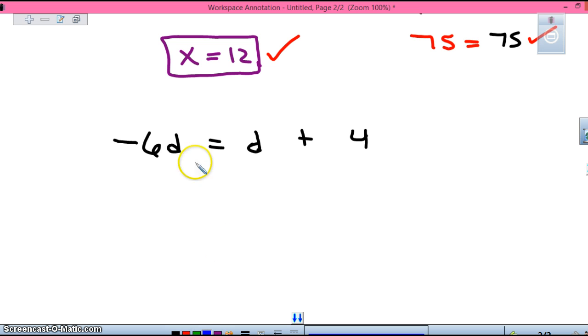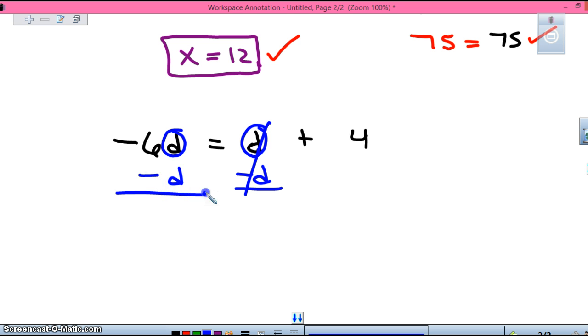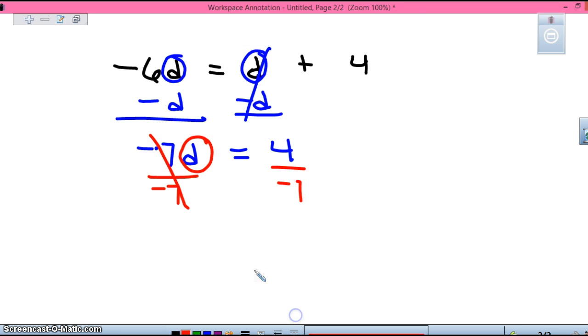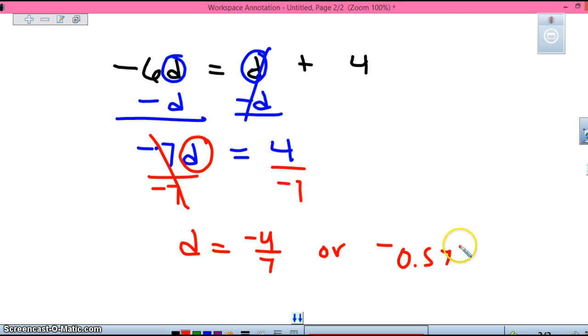Yes. If we have to solve negative 6d equals d plus 4, we have to begin by taking our variable to one side. So minus d, minus d. Negative 6d minus d is negative 7d, and that's equal to 4. To have the d by itself, we have to use the inverse operation, divide by negative 7. So d is equal to negative 4 over 7, or the decimal version, which would be negative 0.571.